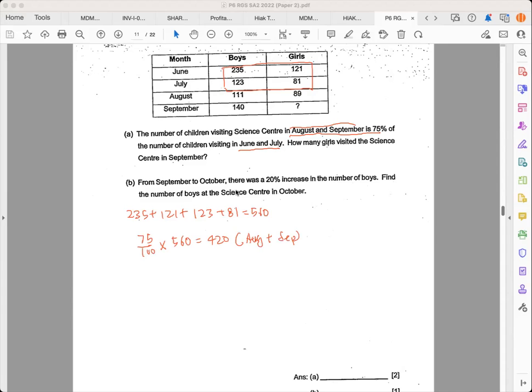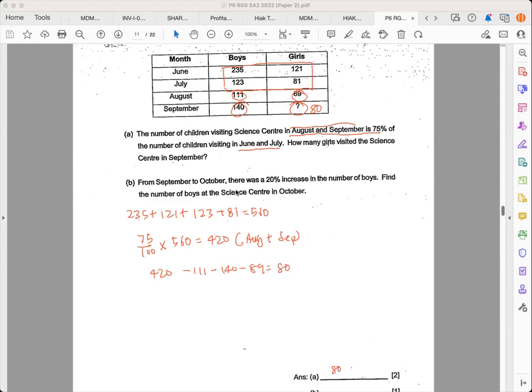All right. Now the question is what is this question mark? Very simple. You use the total minus away 420, minus away 111, minus away 140, minus away 89. What is left will be the answer, 80. The question mark is 80.